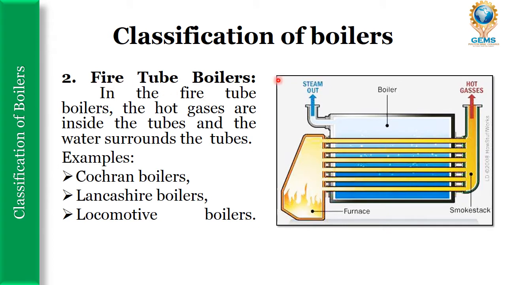Then the fire tube boilers. In the fire tube boilers, the hot gases are inside the tubes and the water surrounds the tubes. So if the fire or hot gases flow through the tubes and the water surrounds the tubes, it is called the fire tube boilers. Examples: Cochran boiler, Lancashire boiler, and Locomotive boiler.